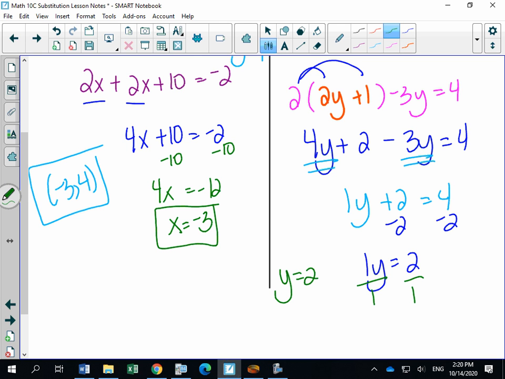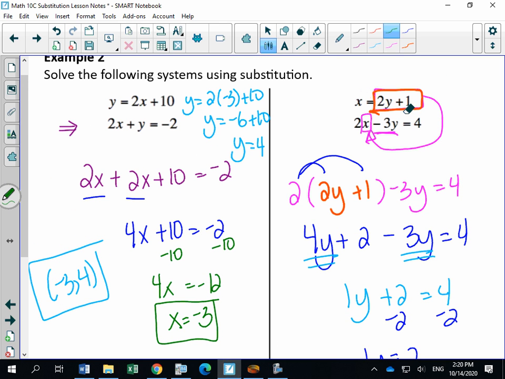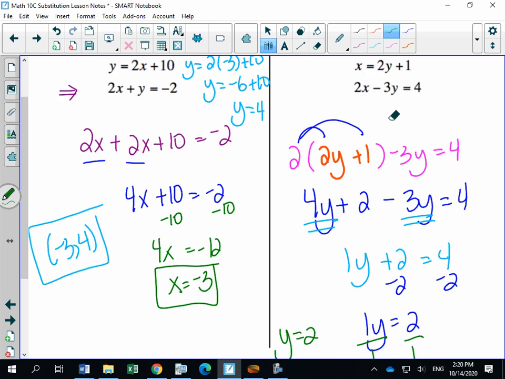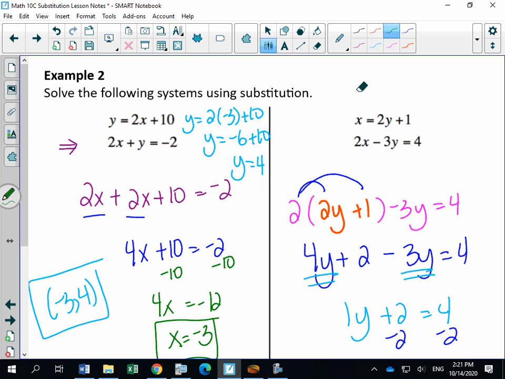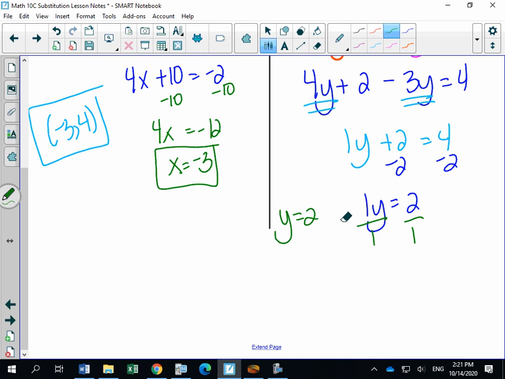So now that we have y, we got to figure out what x is. What's the x coordinate? So you go back up here, and you say, okay, I need x. Which one is set up to figure out what x is really easily? And hopefully you guys see that it's the first system here. If I plug 2 into the y and solve, I'm going to get what x is. So x is equal to 2. I know that y is 2. X is equal to 4 plus 1, which is 5. So where those two lines would intersect is at 5, comma 2.